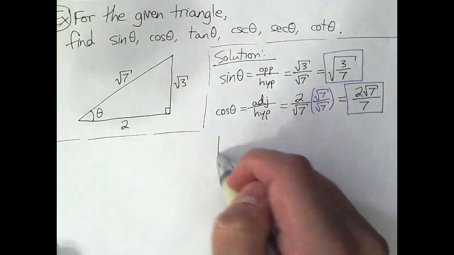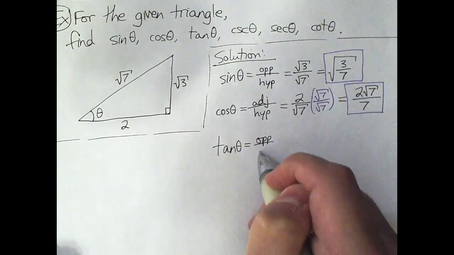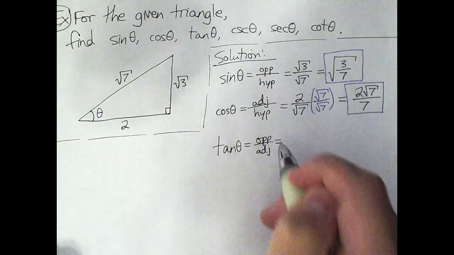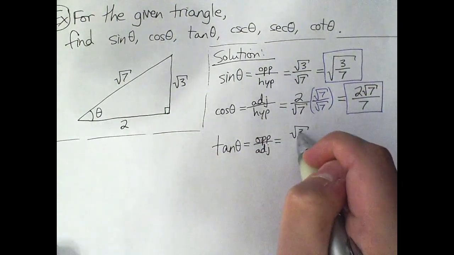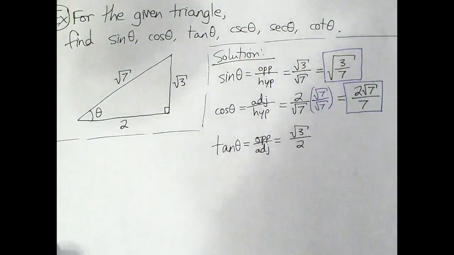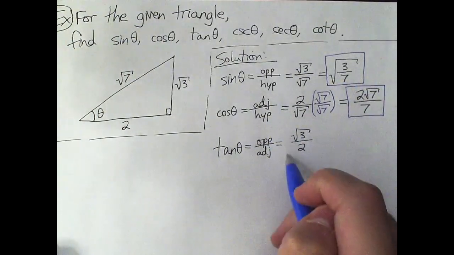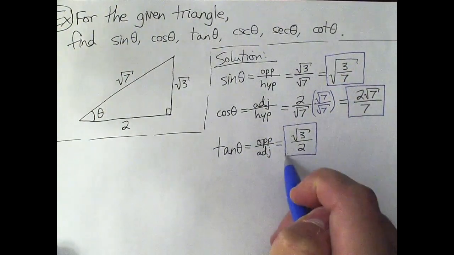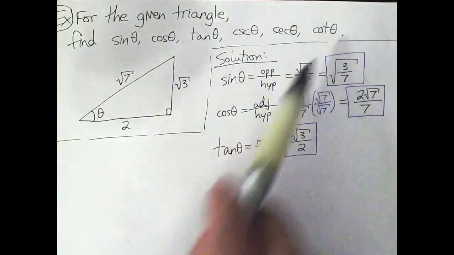For tangent, I'm going to do opposite over adjacent. The opposite side length is the square root of 3, and the adjacent side length is 2. Is there anything we can do to fix that up? I think it's good the way it is. Let's just say that's the answer for tangent. So I'd like you to try the rest. This is a good place to pause the video, see if you can find the other 3.